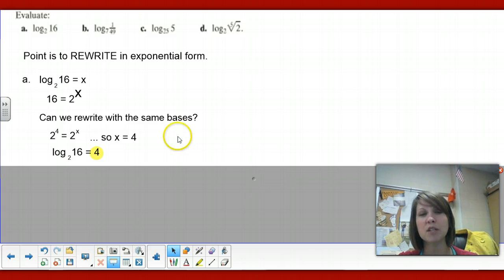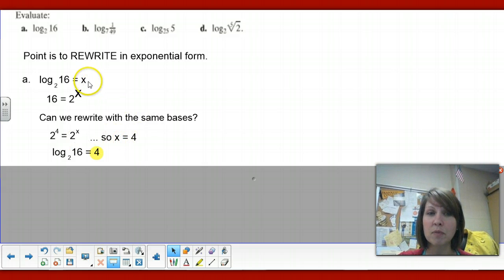All right, let me go through that process with you again. We set the expression equal to a variable. Then we converted the logarithmic equation into an exponential equation. We rewrote the bases. The 16 can be rewritten as 2 to the 4th equals 2 to the x. And if 2 to the 4th is 2 to the x, then the x has to be a 4. And so when we set up this equation to solve for x, the expression is equal to 4.